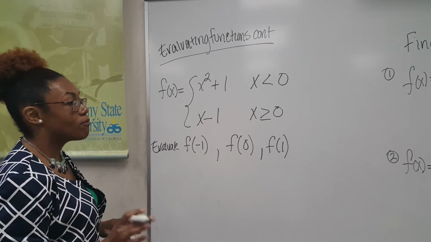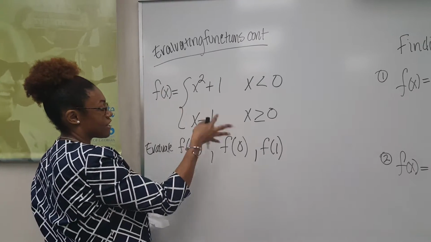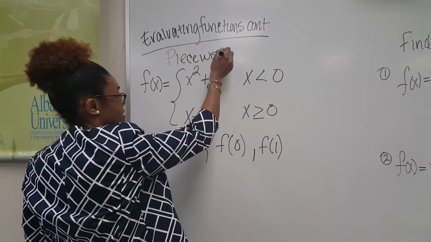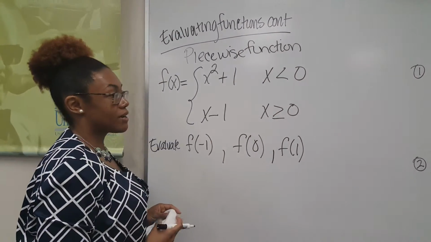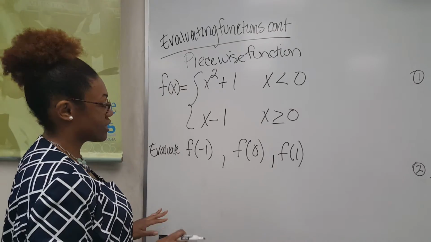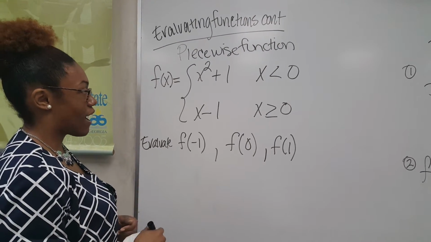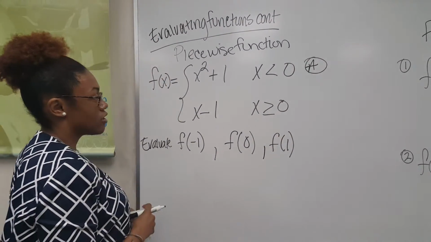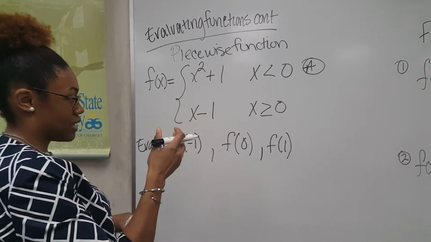Alright, so now more on evaluating functions, continued. This little thing here we consider to be a piecewise function, okay? The piecewise function pretty much tells you to follow the directions when you're asked to evaluate. So I'm going to call this one A: x squared plus 1, when x is less than 0.